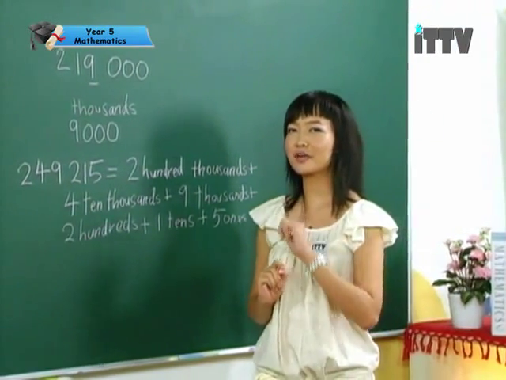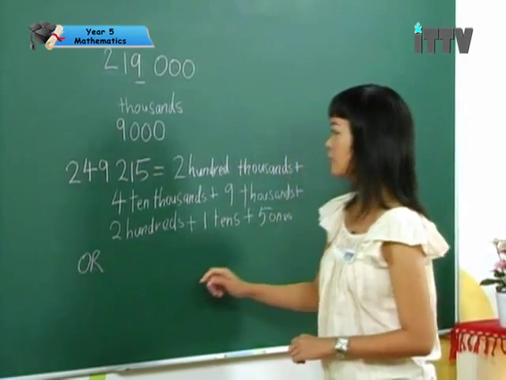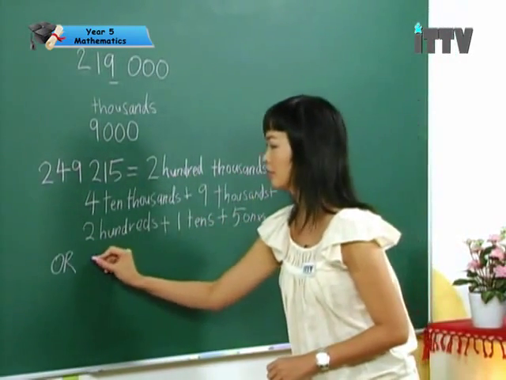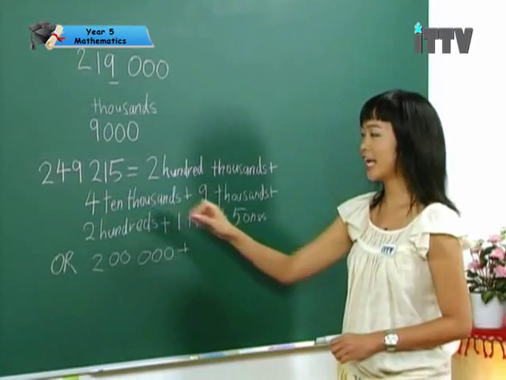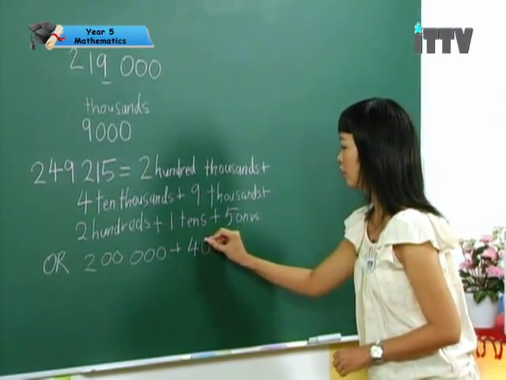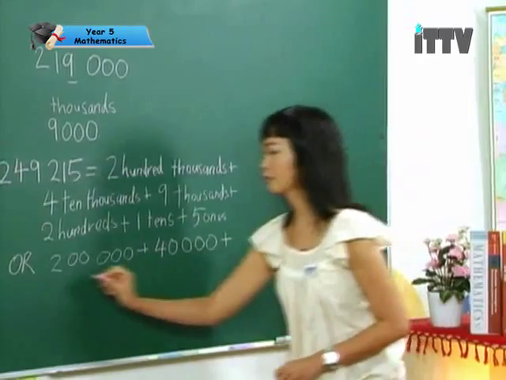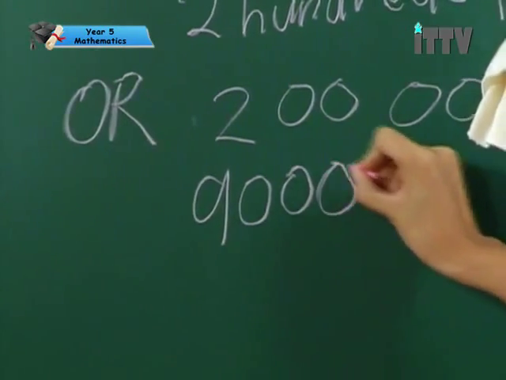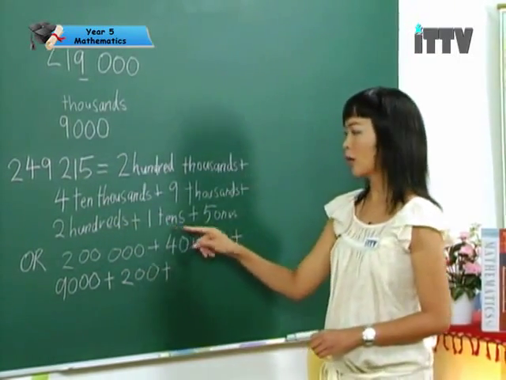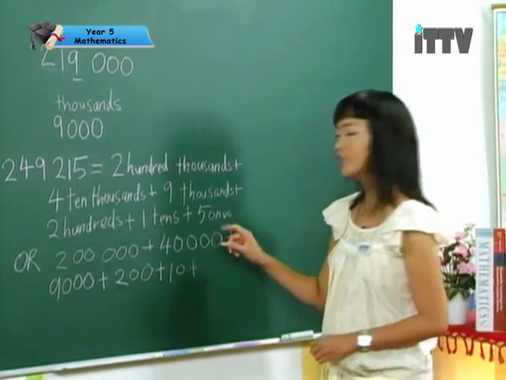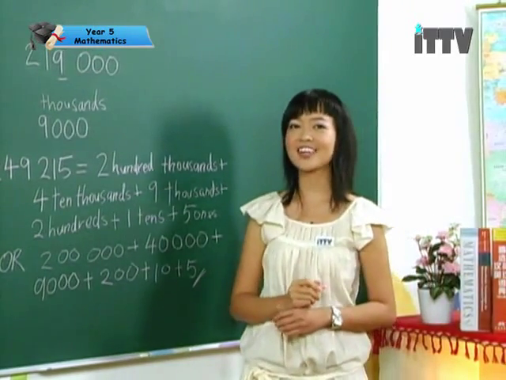Okay, do you still remember the second method that we used to write a number in extended notation? The one that has digits. Okay, let's try that. 200,000 plus 4 10,000s. So 4, and we have 4 zeros at the back. Plus 9,000, plus 200, plus 1 ten, and finally, 5 ones. There you have it, the answer.